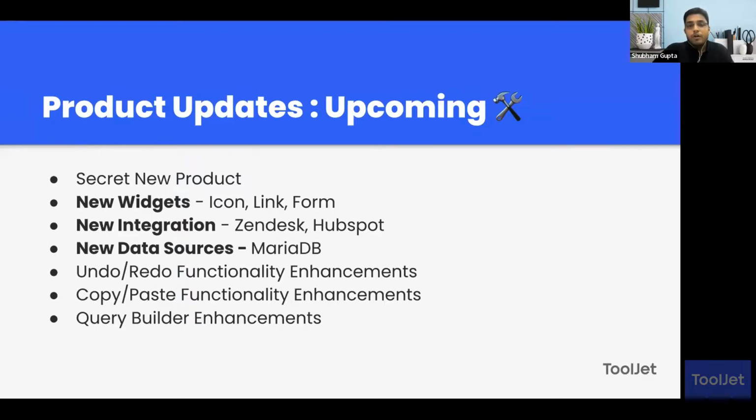So we really want to focus on features which are used by developers on a daily basis on the platform and will help them build apps faster and bring them customer delight, user delight, right? We have heard a lot of issues around undo redo, that there are some gaps in the functionality. There are a lot of gaps in copy paste functionality, and there are certain enhancements which we want to build in the query builder so that it is more helpful and more responsive in general, right? So all in all, these are the few big and small things we are working on right now.